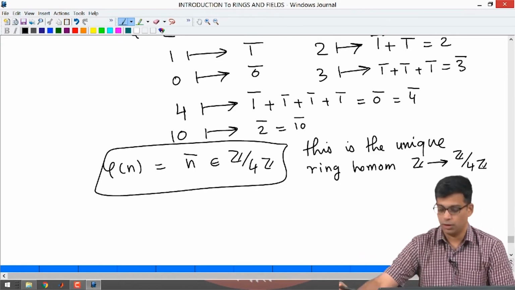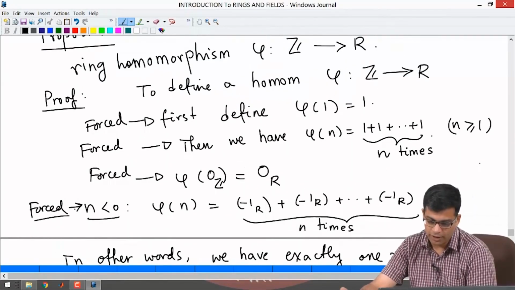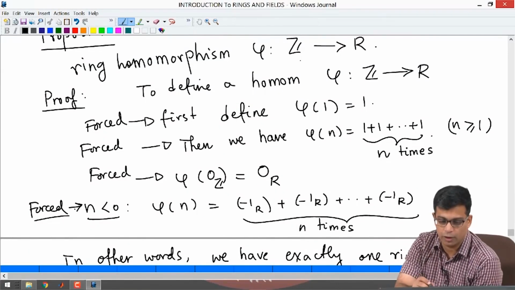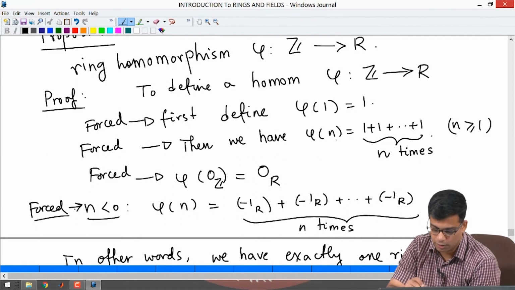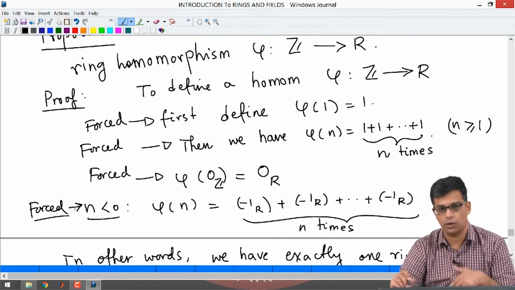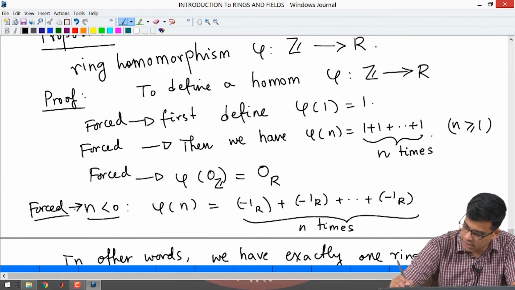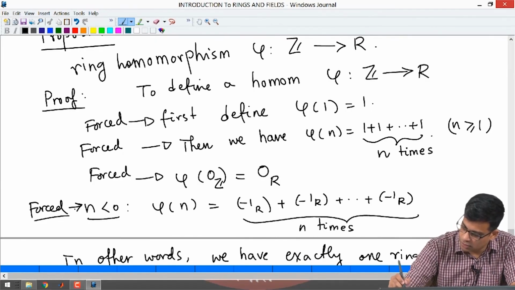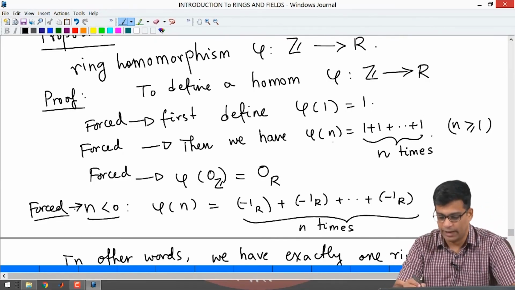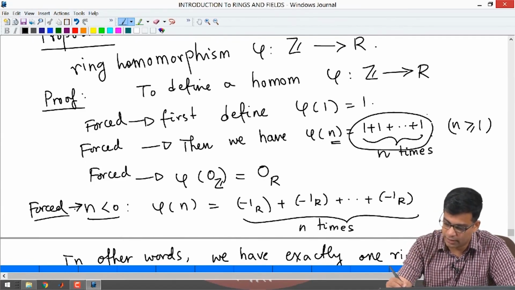I am also trying to do this example for the following reason. When I write for an arbitrary ring homomorphism from Z to an arbitrary ring R, n goes to 1 plus 1 plus 1, n times, you might think of that as equal to n itself, but that will not be so. What I want to say is that this is not really n. n really only stands for an integer, and this is a ring element.